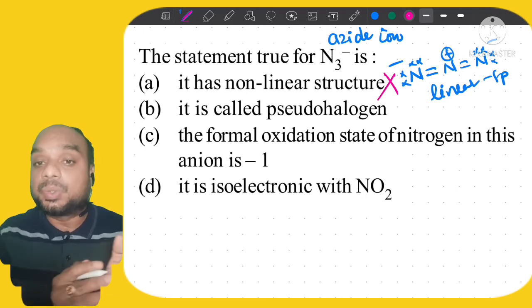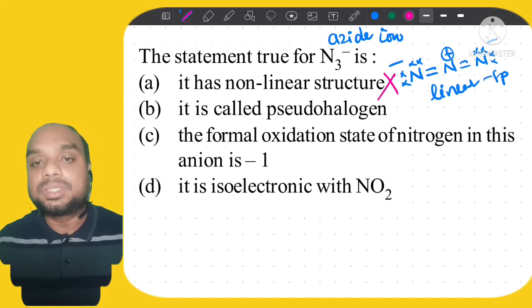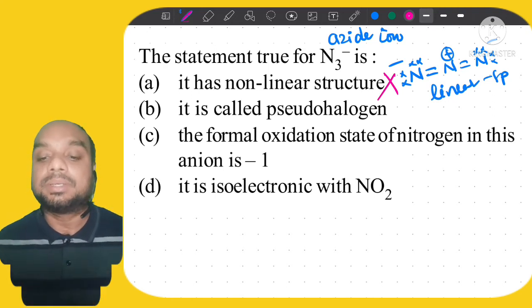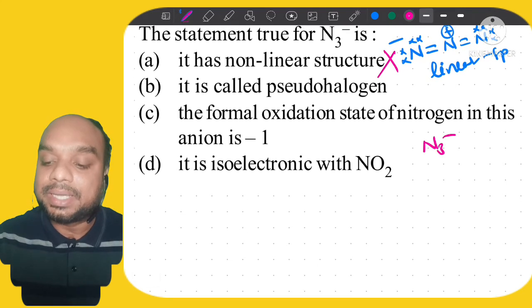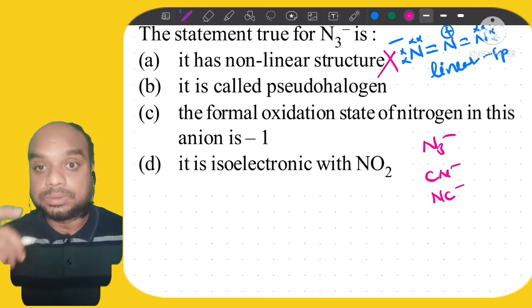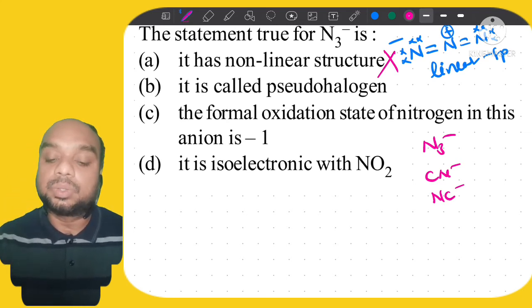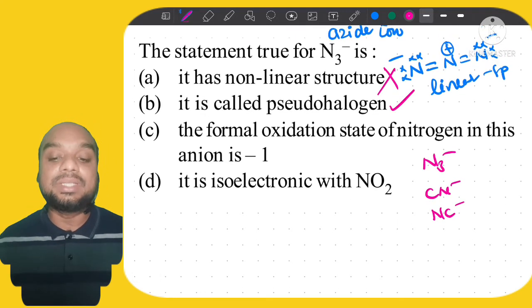How halides are showing their properties. Like that, some of the properties are shown by these ions like azide, N3 minus, cyanide ion, and isocyanide ion. That's why these are also called pseudo halogens. These are also called pseudo halogens. So here, this one is right. The second one is right.